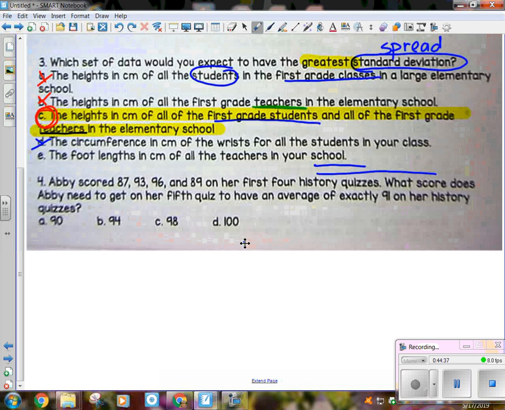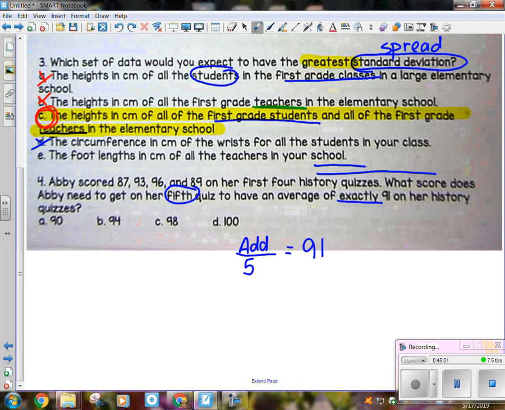What we're going to do is add up all the scores, and since we're going to end up, up to her 5th quiz, adding and dividing by 5, and we want it to be what? What do we want it to be? We want it to be exactly 91. So basically, I need to know what score I would add to make it equal 91.